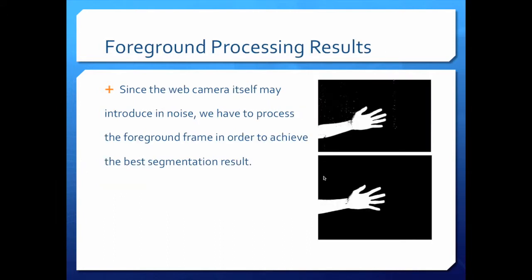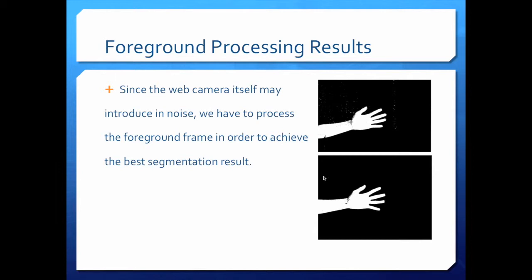After we have segmented the background and the foreground, we may introduce some kind of image processing approach to the foreground image in order to achieve the best segmentation result. It is because the web camera itself may introduce some kind of noise, so we have to denoise the original image and create some better output.